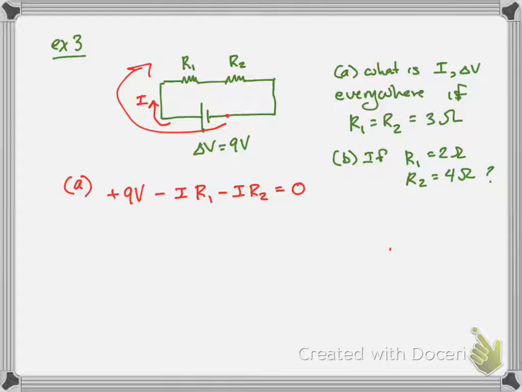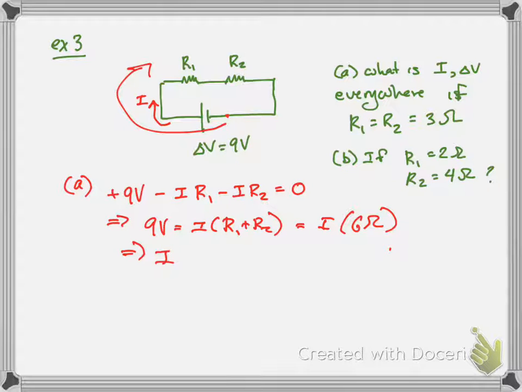So therefore, sorry, hold on. This is an indirect way of getting to the potentials, I just realized, so I'm going to calculate the current first. So therefore, 9 volts equals I times R1 plus R2, which is I times 6 ohms. And so therefore, I is 9 over 6 amps.